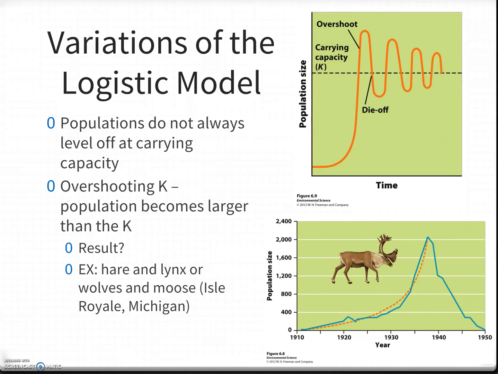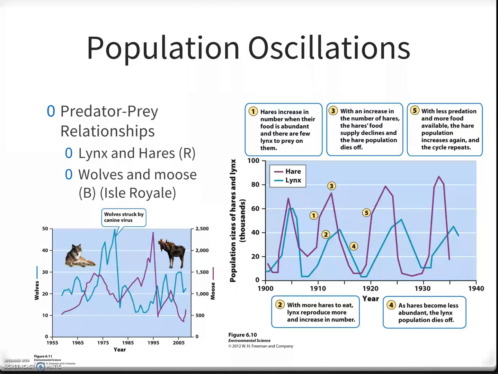Examples are things like the snowshoe hare and the lynx, or wolves and moose in Isle Royale, Michigan. And this example in Isle Royale, Michigan is a very, very famous example. We'll go into more of that here. So a lot of them go into predator-prey relationships. So lynx and hare are shown over here, and wolves and moose in Isle Royale are shown over here.